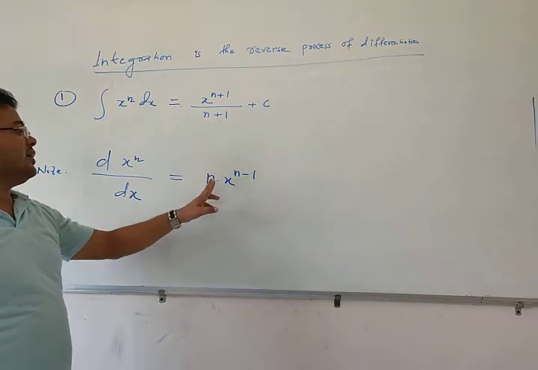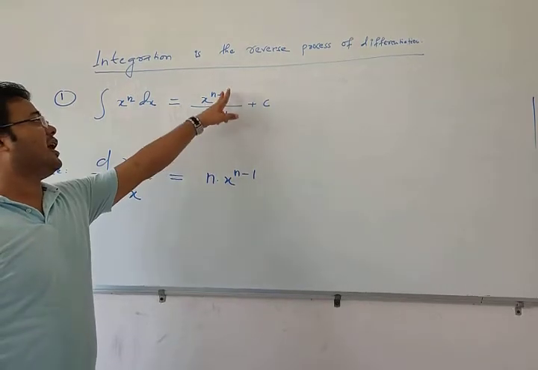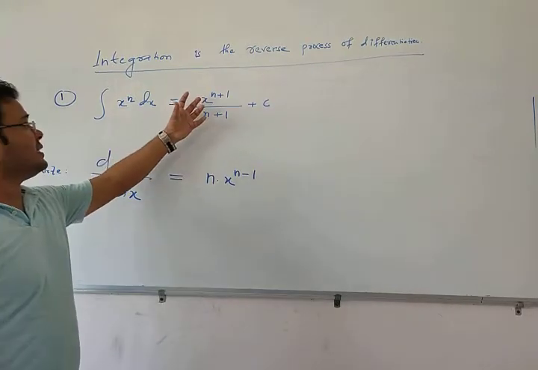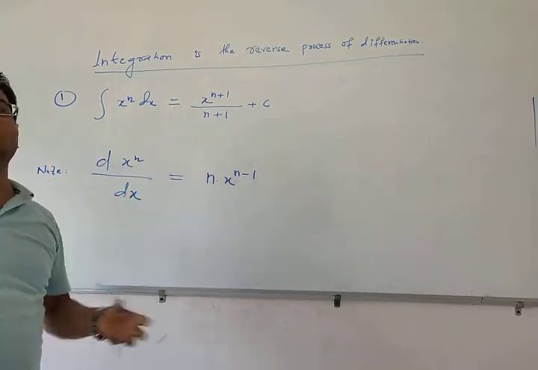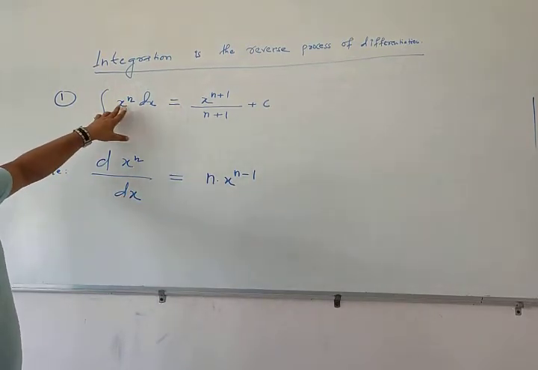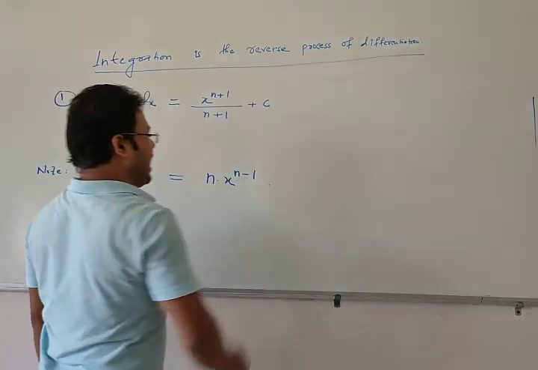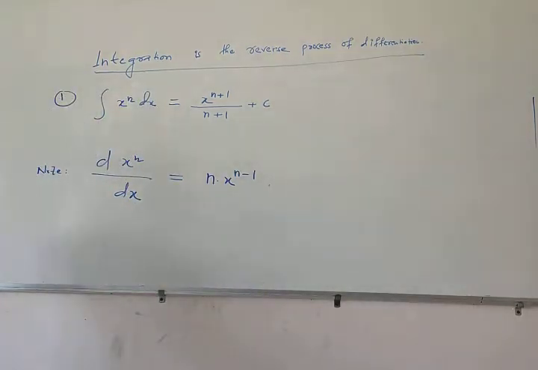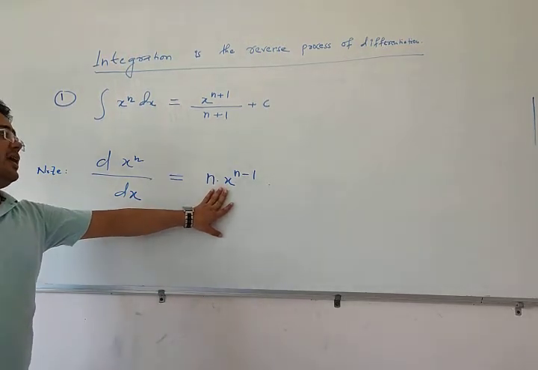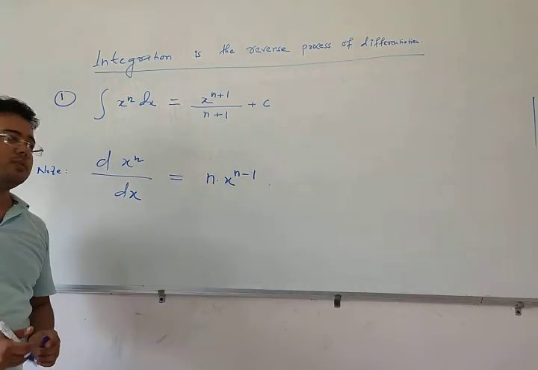Here we multiply, here we divide, here we subtract, here we add. So you can see that the process is just reverse. On this basis, you can write the integration of x to the power n. I hope you understand what I am going to do.